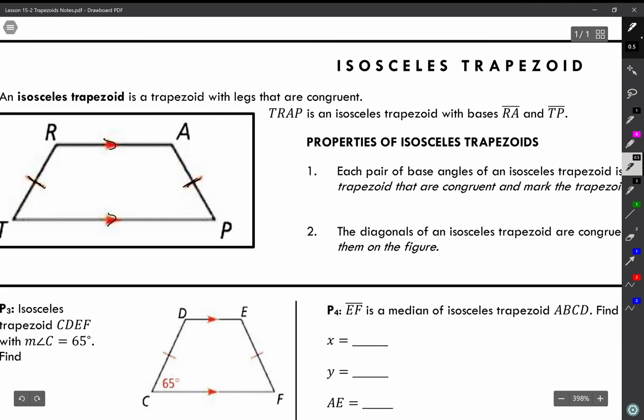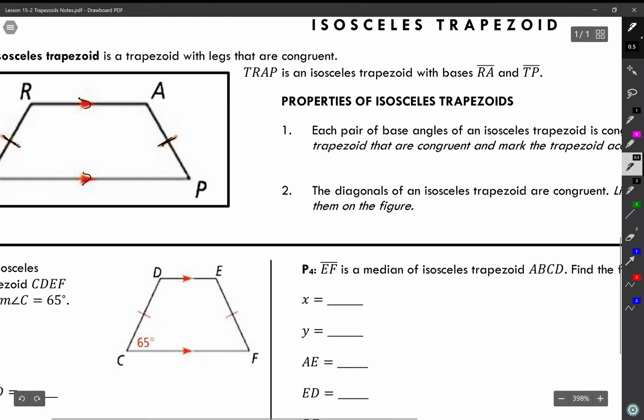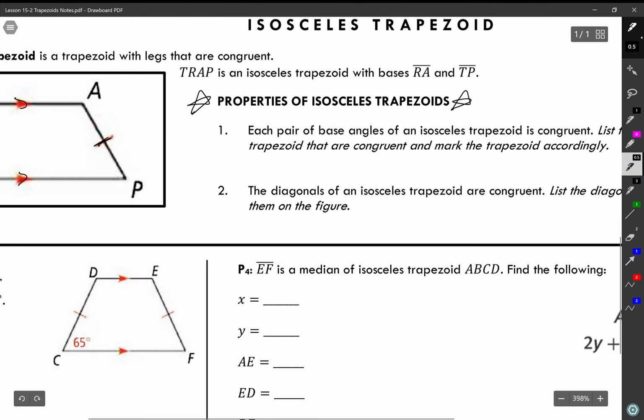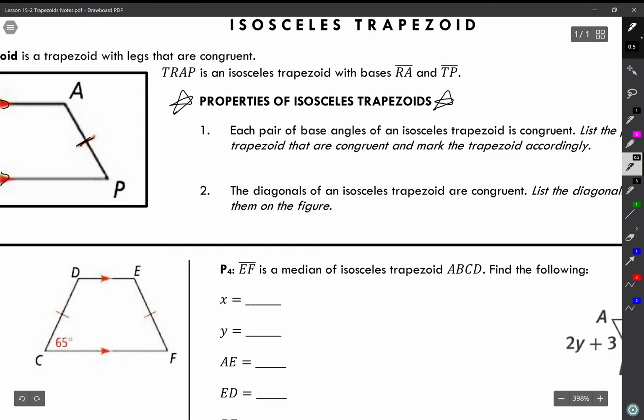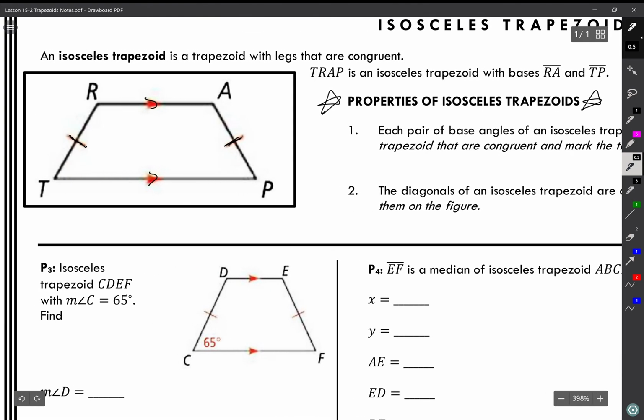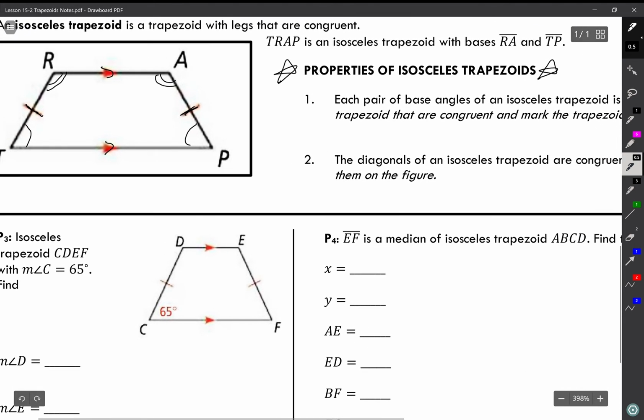We have trapezoid TRAP. What we just looked at is an isosceles trapezoid with bases RA and TP. You'll need to know the properties of isosceles trapezoids as well. Each pair of base angles of an isosceles trapezoid is congruent. My base angles are the two at the bottom and the two at the top. We can say that these two are congruent and these two are congruent. So angle T is congruent to angle P, and angle R is congruent to angle A.